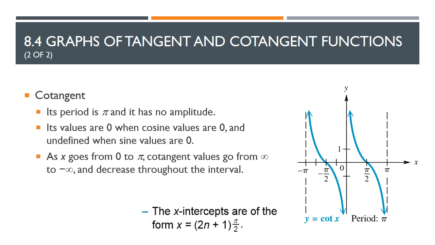And the x-intercepts are going to be in the form of 2n plus 1 times pi over 2. In other words, the x-intercepts are going to be in the same places as the x-intercepts for the cosine function. And again, our asymptotes are going to be at values of pi, so 0, pi, 2 pi, 3 pi, and the negatives.